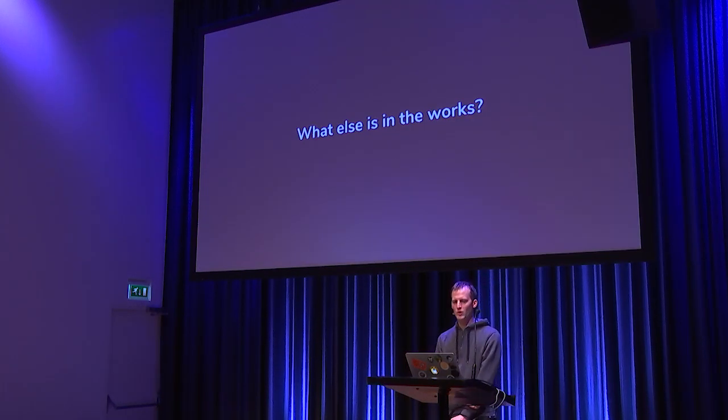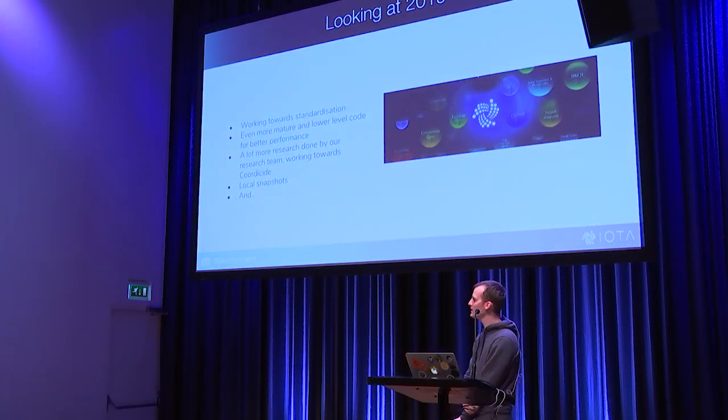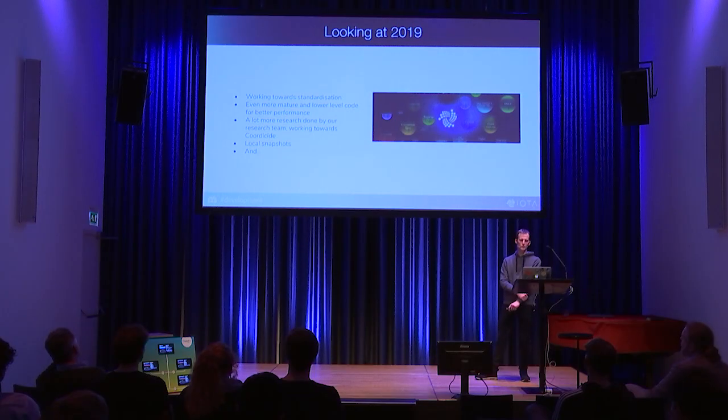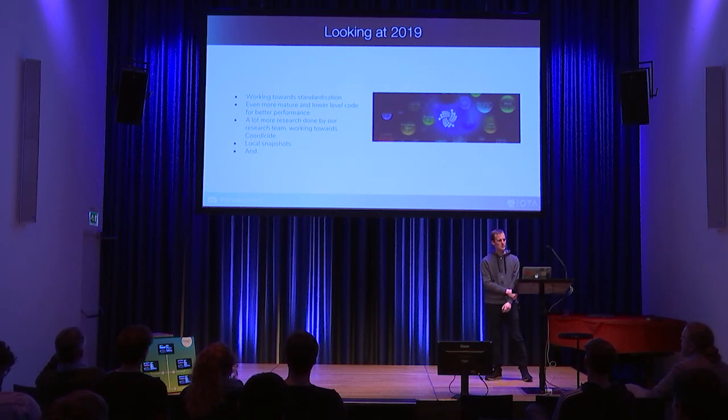So what else is in the works? If we're looking at 2019, we're going to work towards more standardization, even more mature and lower level code for better performance. So we will see performance improvements for nodes, for the client libraries as well. Of course, a lot of research is being done towards all kinds of topics, especially core-to-site, getting rid of the coordinator. Local snapshots are around the corner.